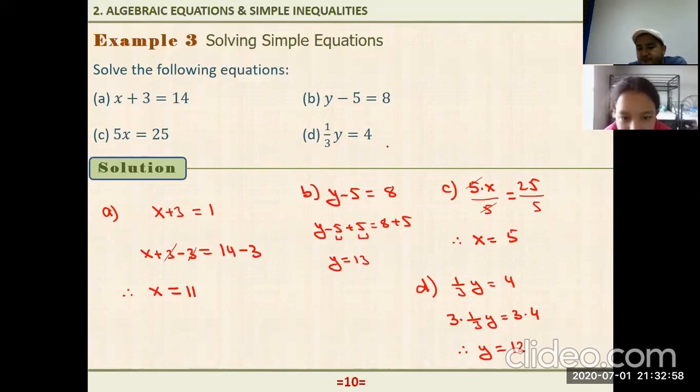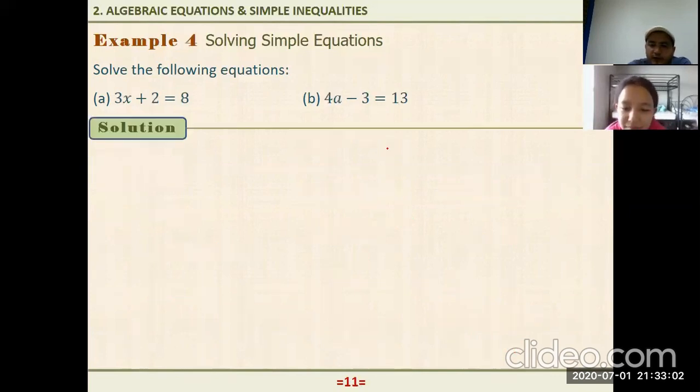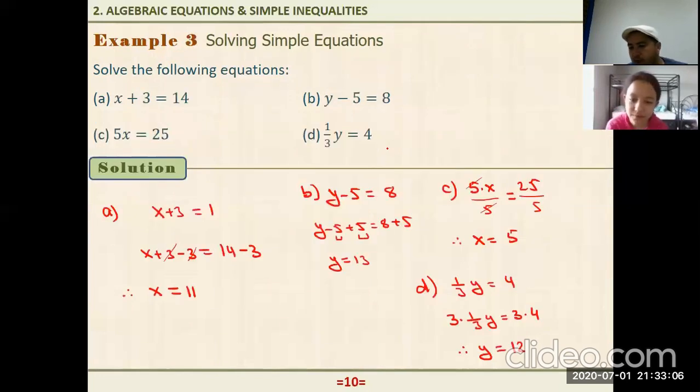Oh, okay, that's a nice trick. Okay. But can't you just do, like for number C, 5x equals 25? Can you just do what you know, because 5 times 5 equals 25? Can't you just do that?